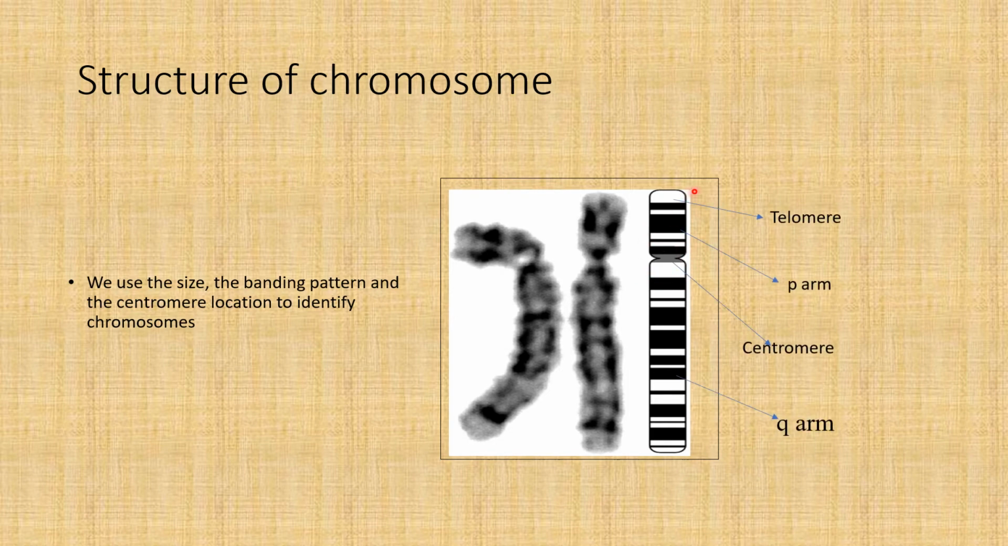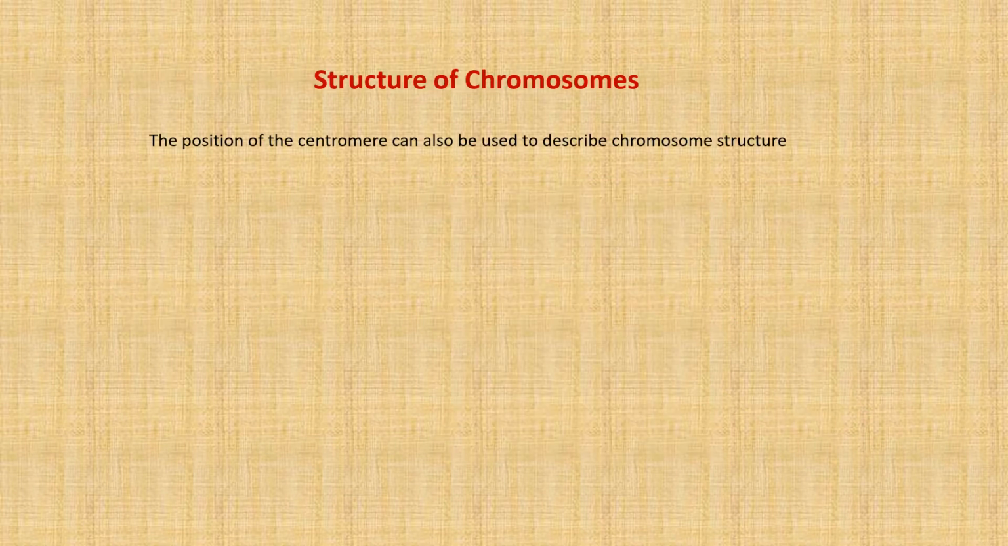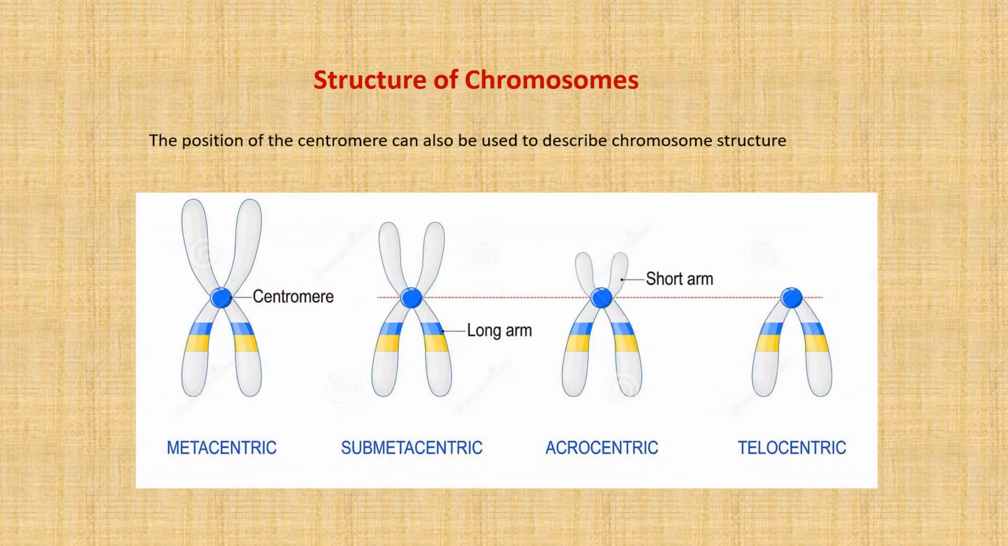See, the end region of the chromosome is called the telomere, and the short arm is called the p arm, and the center part is called the centromere, and the long arm is called the q arm. The position of the centromere can also be used to describe the chromosome structure. There are four types of chromosome structures: metacentric, submetacentric, acrocentric, and telocentric.